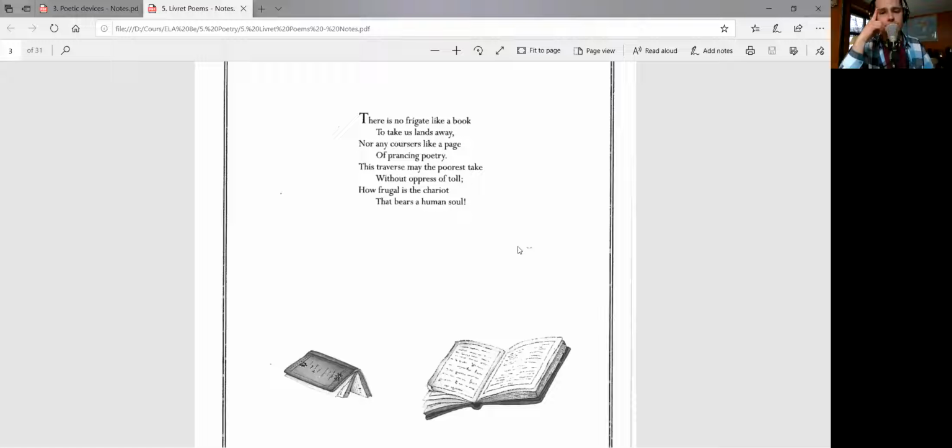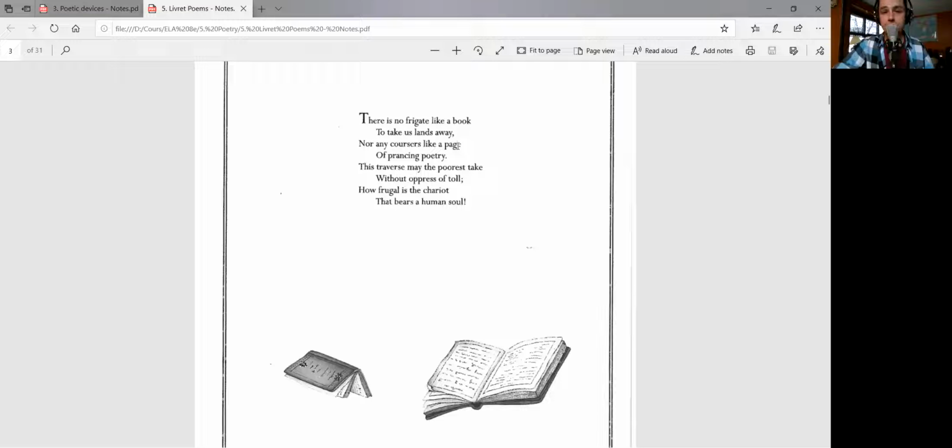There is no frigate like a book to take us lands away, nor any coursers like a page of prancing poetry. That's about a half rhyme. This traverse may the poorest take, without oppressive toll. How frugal is the chariot that bears the human soul. So it looks to me like we've got an A, B, C, B, A, B, C, B rhyming format here because we've got away and poetry that kind of rhyme. It's about a half rhyme. And then in the second half here, we've got toll and soul, but take and chariot and book and page do not rhyme. Okay, we got ourselves a poem.